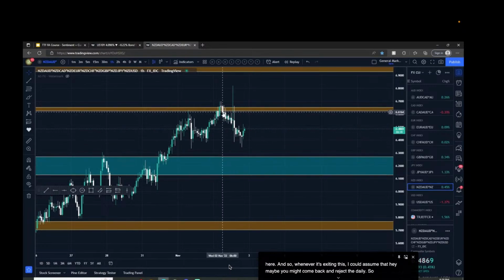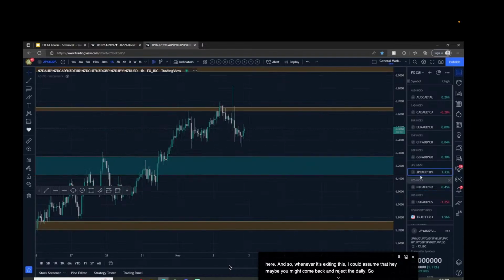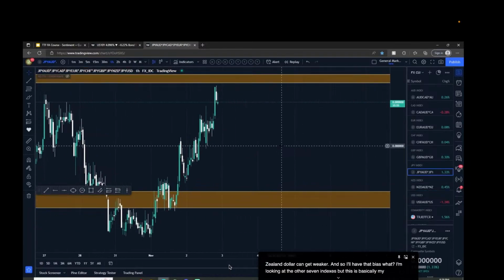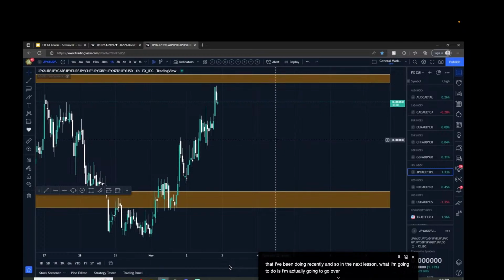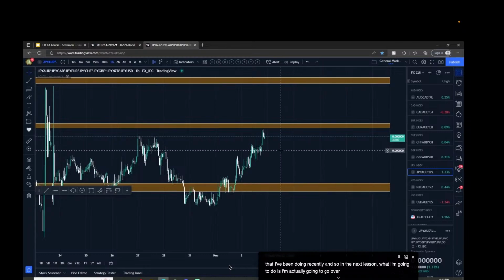So I'm thinking that the New Zealand dollar can get weaker, and so I'll have that bias when I'm looking at the other 7 indexes. But this is basically my analysis that I've been doing recently. And so in the next lesson, I'm actually going to go over a trade that I took yesterday using this exact logic, and I'm going into detail of how I went about it.